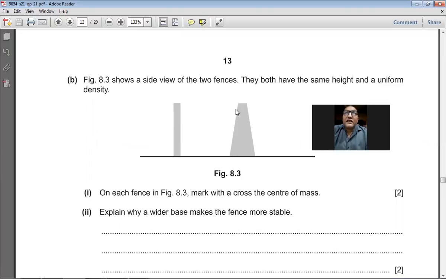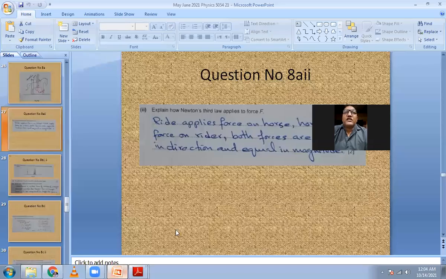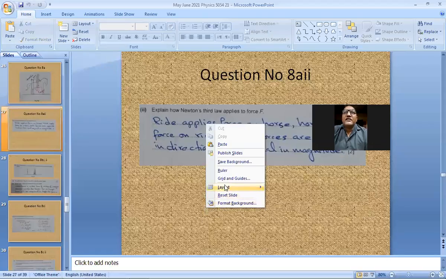This fence here, its lower portion is wider and its upper portion is less wide. So its center of mass will be lower as compared to the center of mass of this body. So you put a cross here somewhere lower than the cross you put here. It's a 2-mark question. Let me show you my answer.